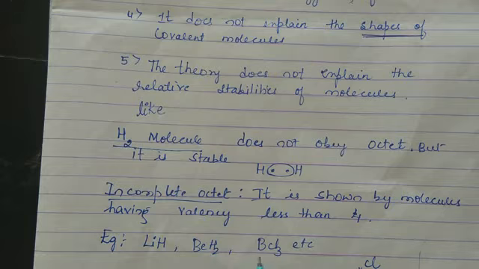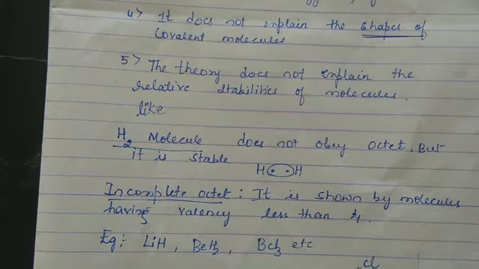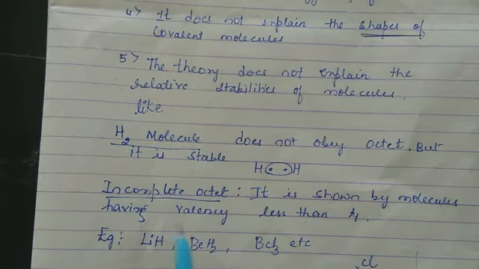Same is true with boron trichloride. Now boron valency is 3. Right? But it is not having 8 electrons. 1, 2, 3, 4, 5, 6. It is only having 6. But it should have had how many to become stable? 8. But it is not having. Therefore, it is showing incomplete octet.